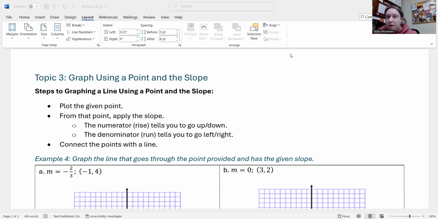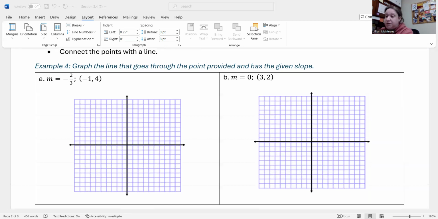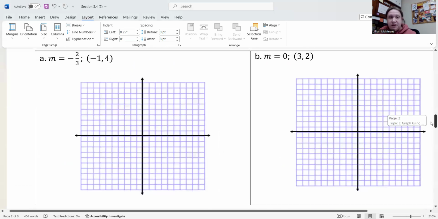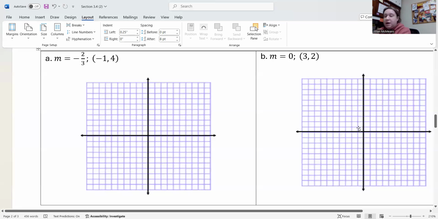So let's look at a couple of examples. Example 4 says, graph the line that goes through the provided point and has the given slope. So we've got two examples. We have a part A and a part B that we can look at here. So let's go ahead and look at part A. And what I think I want to do is blow this up a little bit more so it's really clear what's going on here, so you can see it very nicely. So we may have to do a little scrolling, but hopefully you can see that pretty well.